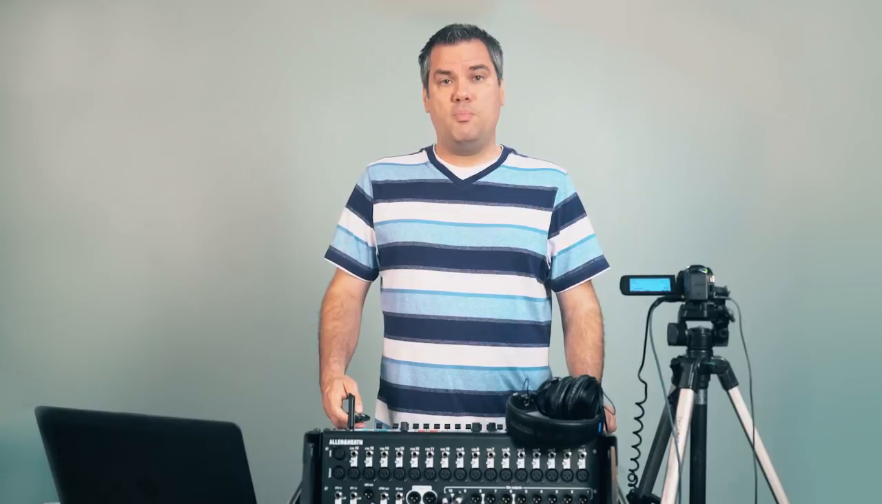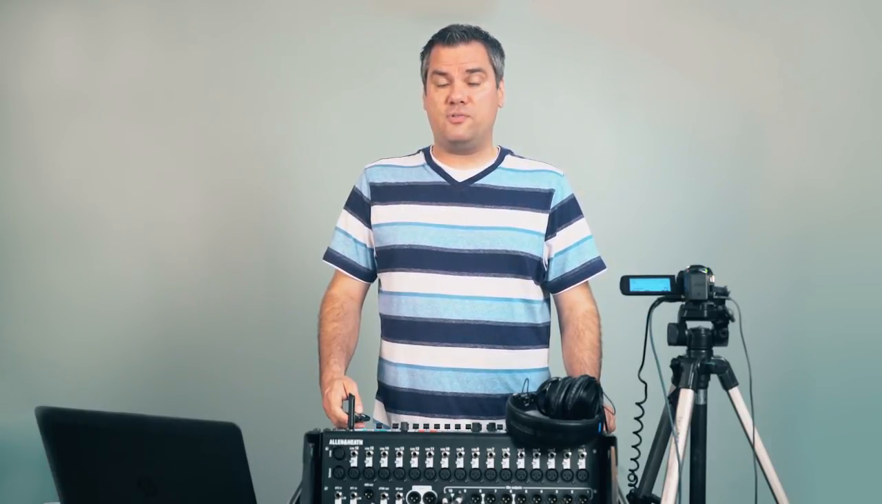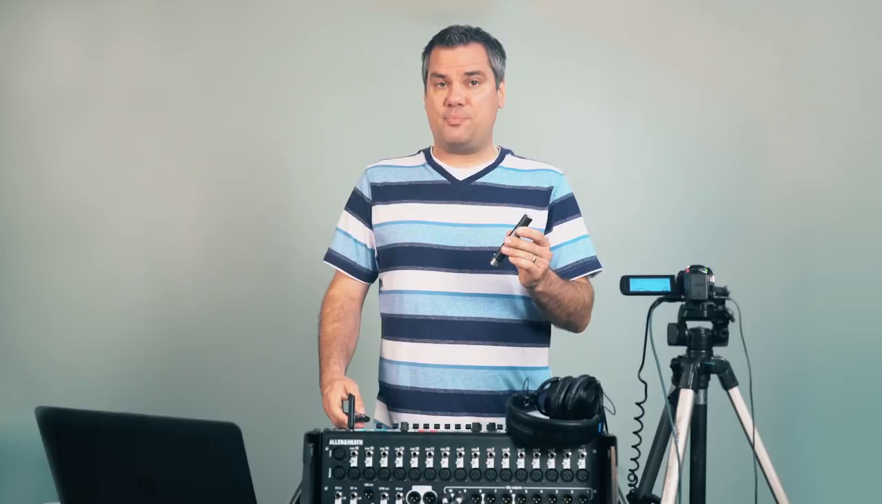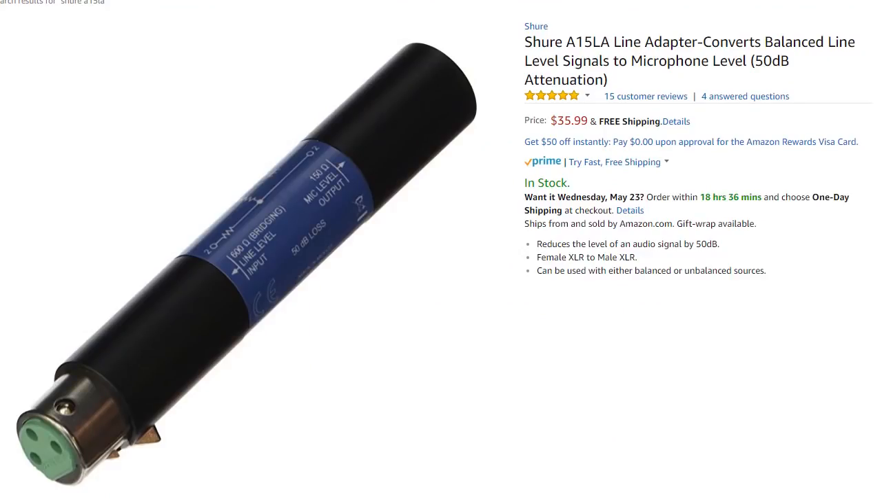There are 2 additional things that you may need to do in between your mixer and your camera. Most cameras are going to have a microphone input that requires microphone level signal, and most mixers are going to be outputting a line level signal. So just directly connecting the 2 together is most likely going to result in the inputs of your camera being overdriven and distorting easily. What you can do is put these Shure A15 LA line adapters in line. They convert the line level signal to microphone level for your camera.